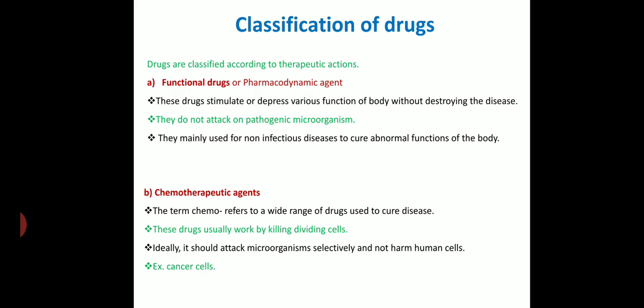Chemotherapeutic agents: these drugs work by killing dividing cells. Ideally, they should attack microorganisms selectively and not harm human cells, for example in cancer, malaria, etc.